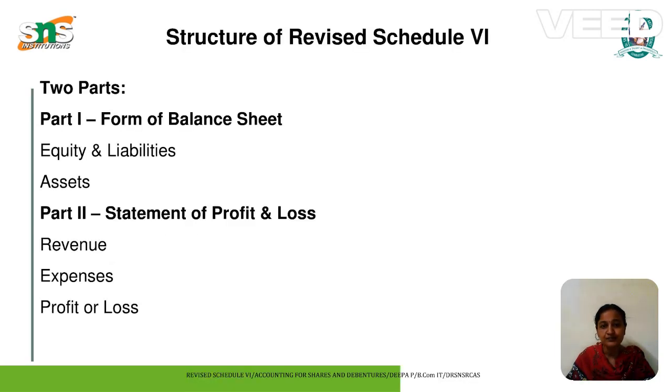Next is the structure of revised Schedule 6. There are two parts. Part 1 is the form of balance sheet, which covers equity and liabilities, and assets. Next is the statement of profit and loss account. In this, expenses, revenue, and profit and loss account items should be entered.